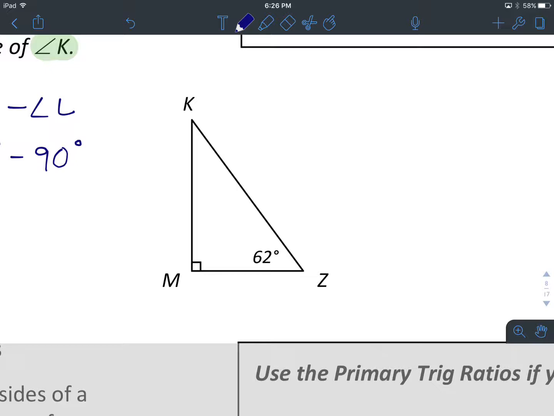Here's triangle KMZ. What I'd like you to do is hit pause in the video and try to find angle K, the measure of angle K this time. When you've got an answer, come on back and we'll see how you did.